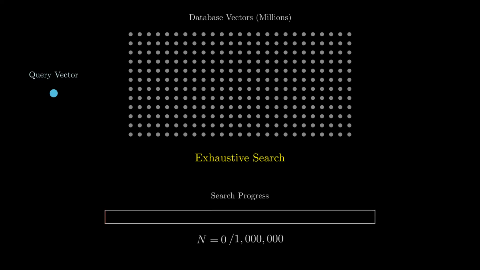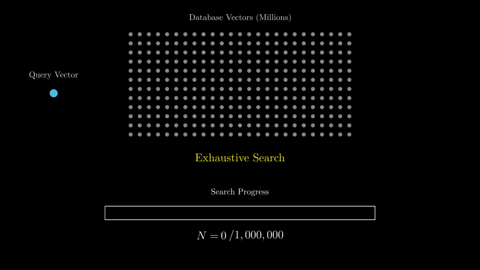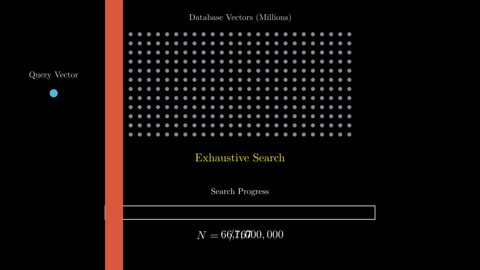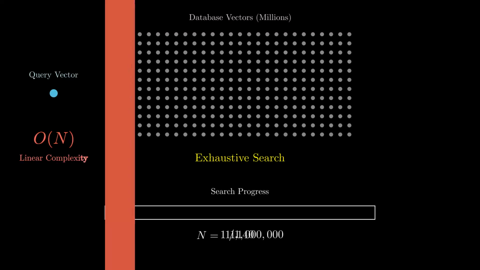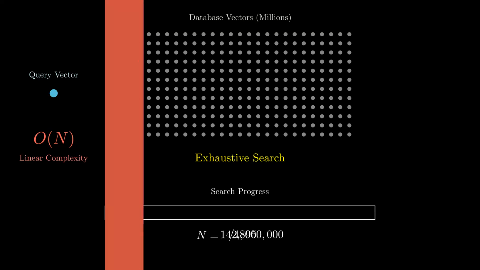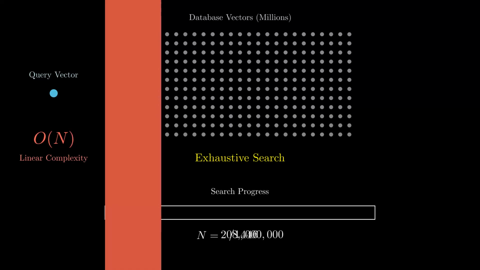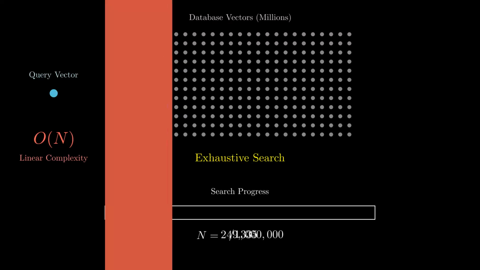Mathematically, this is precise, but computationally, it's a disaster at scale. If you have 1 million vectors, you must perform 1 million comparisons. Even if each calculation takes a fraction of a millisecond, the time adds up linearly. In computer science terms, we call this linear complexity, denoted as big O of n. As your data grows, your search time grows with it. For a real-time search engine handling millions of users, waiting for this progress bar to finish is simply not an option. We need a way to find the closest vectors without checking every single one. Let's see how we can cheat the geometry.